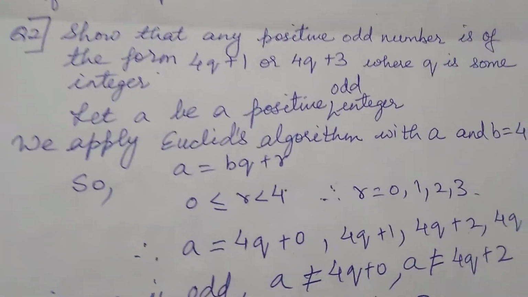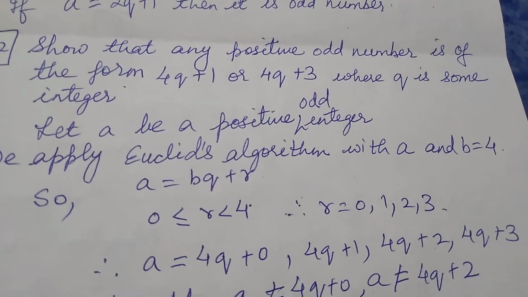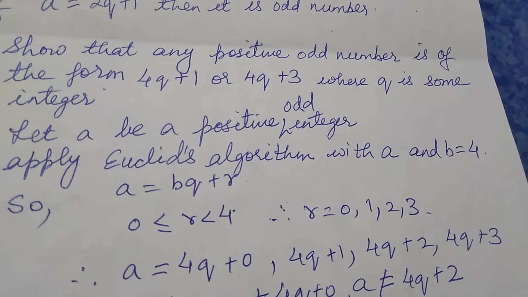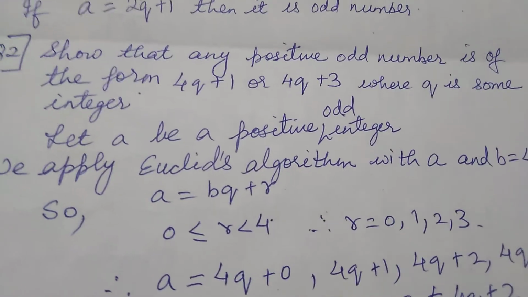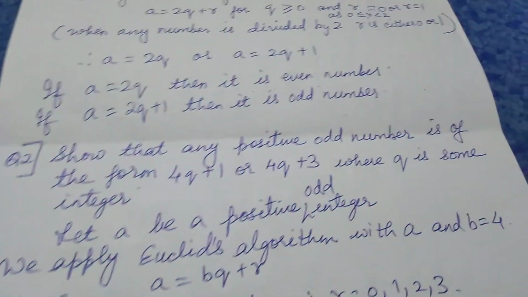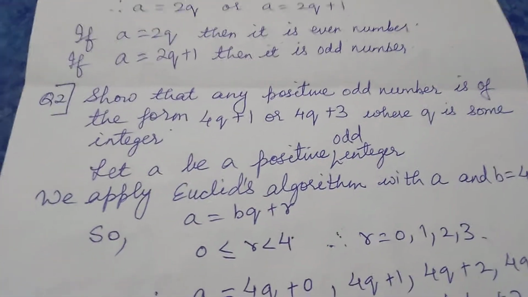Okay, simple example. Next one, again solved example. Show that any positive odd number is of the form 4q plus 1 or 4q plus 3 where q is some integer. यहाँ पे तुमको प्रूव करना है कि कोई भी पॉजिटिव ऑड नंबर ले लो तो उसको तुम 4q plus 1 या 4q plus 3 के फॉर्म में you can show it.